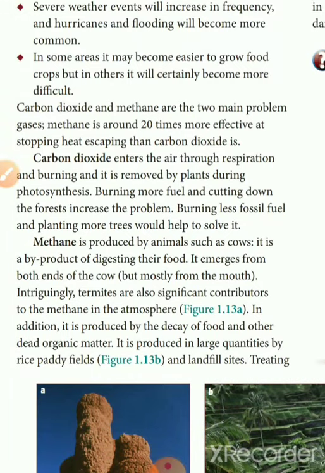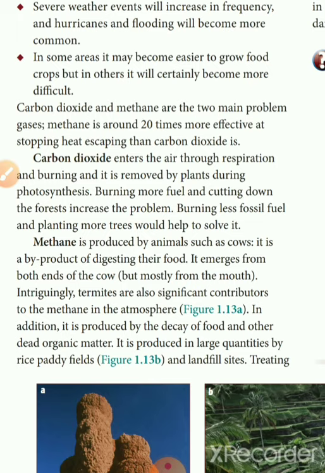Next point is carbon dioxide and methane are the two main problematic gases, because they are high and it is difficult to break them. Next one is that methane is 20 times more effective at stopping the heat escape than carbon dioxide is. Basically, it has a tendency to capture the gas within it. It means it would stop heat 20 times more than carbon dioxide. It simply means methane would capture the heat, although carbon dioxide would somehow allow gas to leave the particular area.